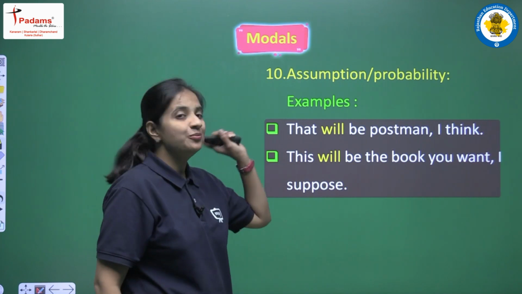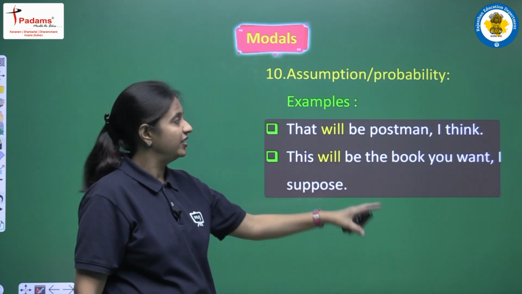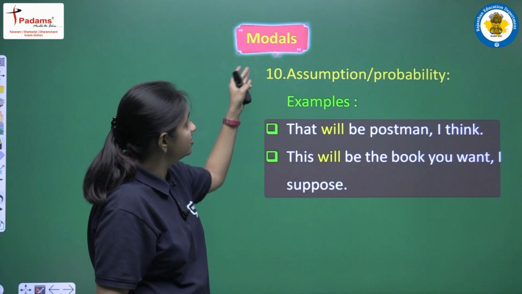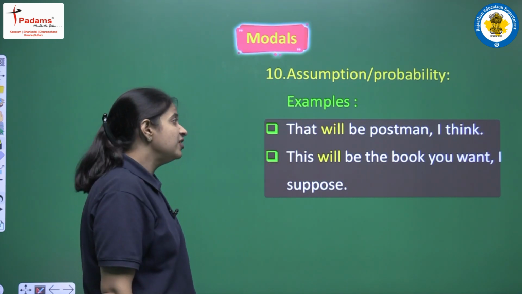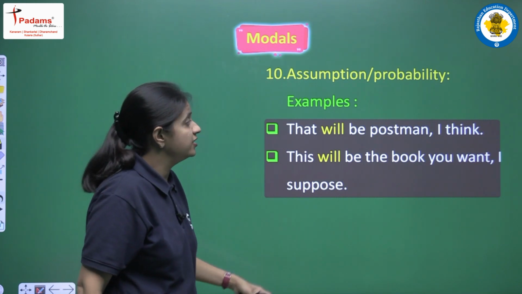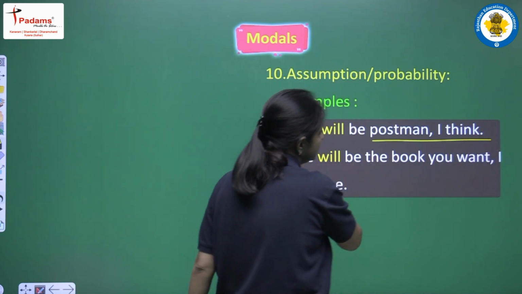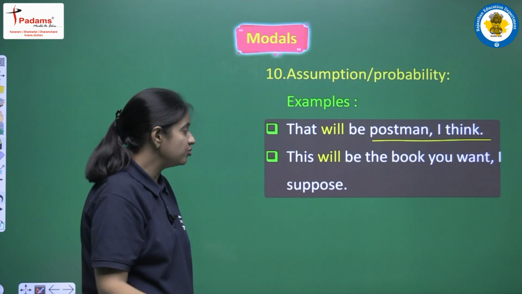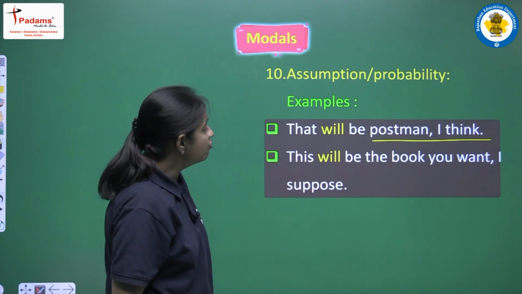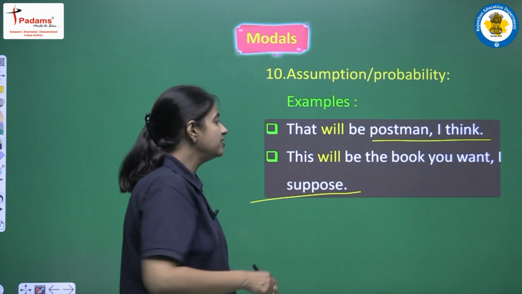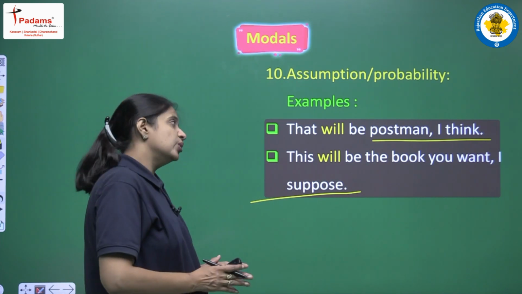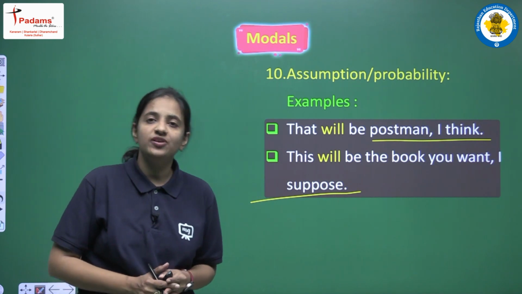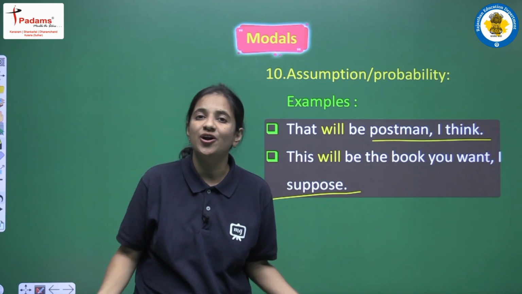We have one more use of will and shall as modals. It is used to show assumption, or we can say probability. Like that will be the postman, I think. So we are assuming that that will be the postman. This will be the book you want, I suppose. So we are showing probability, we are assuming this thing. In this manner we can use will and shall as modals, right?